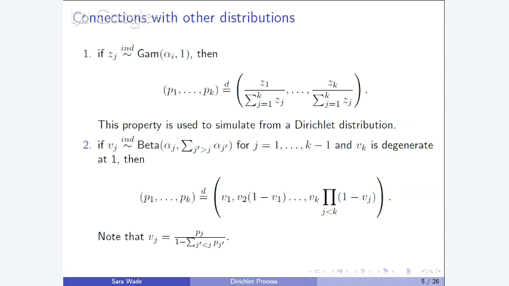Another connection with another distribution: if I define bj to be independent beta, where the parameters satisfy this condition here, for j equal 1 to k minus 1, and the last bk is degenerate at 1, then I can transform these beta random variables, and their distribution under this transformation is equivalent to the Dirichlet distribution. So equivalently, I can say that bj is equal to this transformation of p's. If you're familiar with survival analysis, you'll recognize this as the hazard function. So this is the probability that I die at time j, given that I survive up to j.